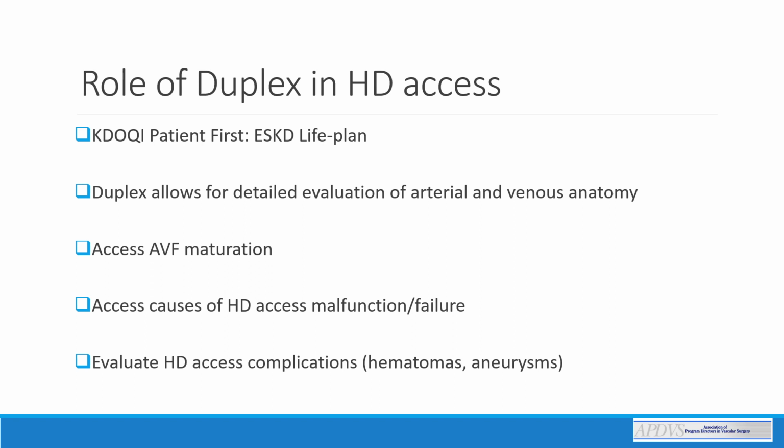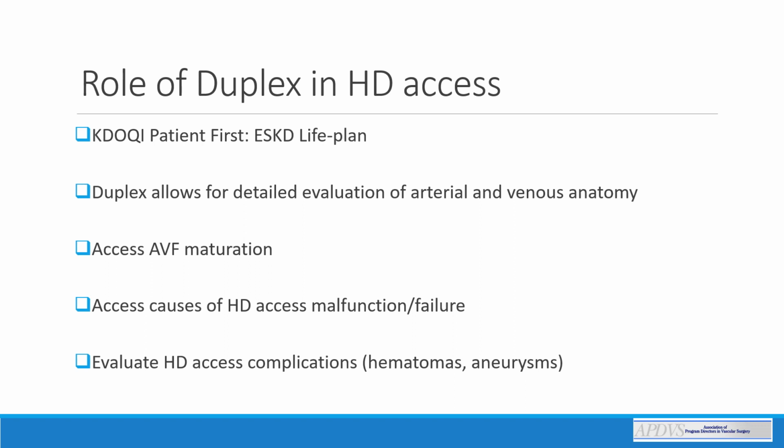It is a strategy that emphasizes the right access in the right patient at the right time for the right reason. Duplex ultrasound plays an important role in HD access planning. It allows for detailed evaluation of arterial and venous anatomy before hemodialysis access is created, and may change surgical management since the identification of suitable veins would favor the placement of fistula rather than graft.